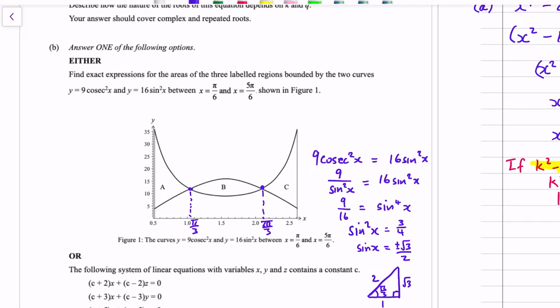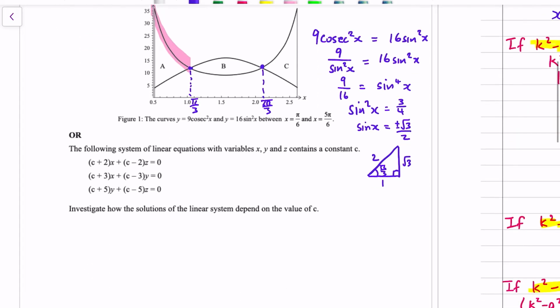You can see that the graph here, this graph, is heading off to infinity as x gets smaller and smaller, and that's the cosec squared graph, because it's 9 over sine squared, and when sine tends to 0, 9 over sine will tend to infinity.